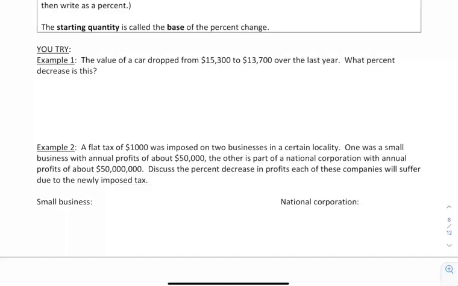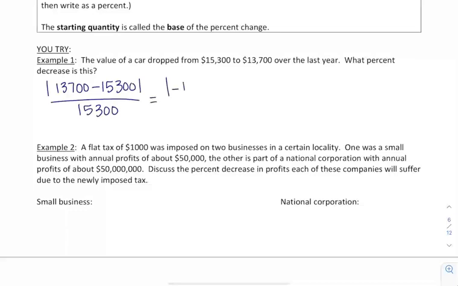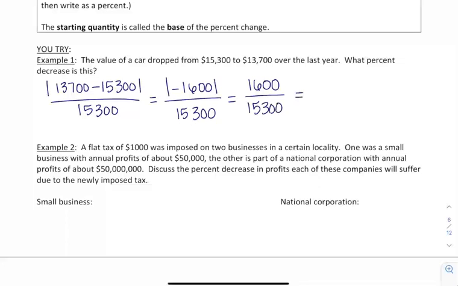In example 1, the new quantity is 13,700. The old quantity was 15,300. So our absolute value of new minus old over old. Our absolute value of a negative is going to give us positive 1,600. And now we're ready to divide 1,600 divided by 15,300, 0.10, and we'll round that to 5, which means that this was a 10.5%.